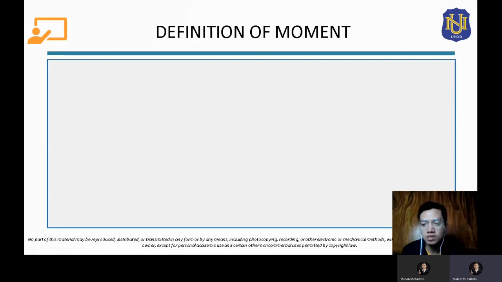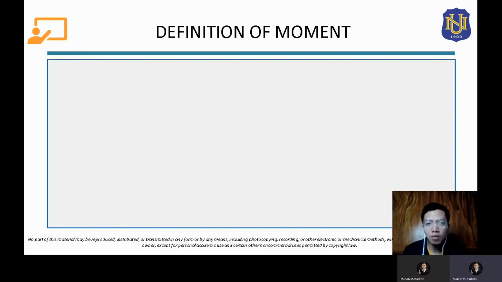Before we proceed to the definition of moment, let us first talk about why we need to study the concept of moment. We need to study it because we're going to use this in our succeeding topics, which are the resultant of parallel force system and resultant of non-concurrent force system. So we're going to need this concept in solving for those resultants.